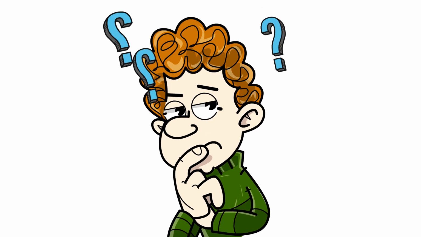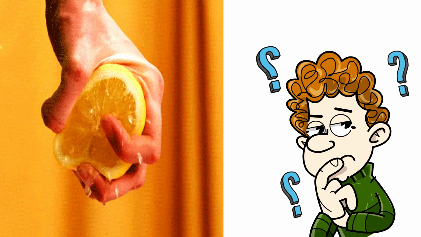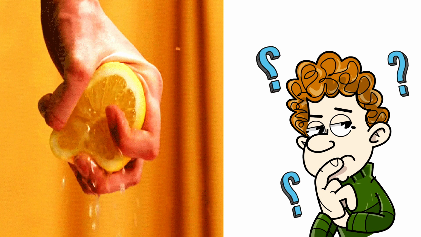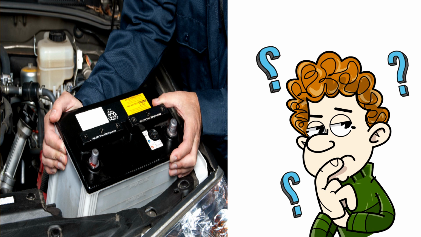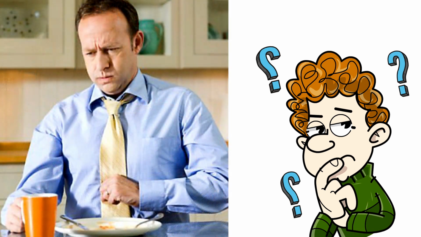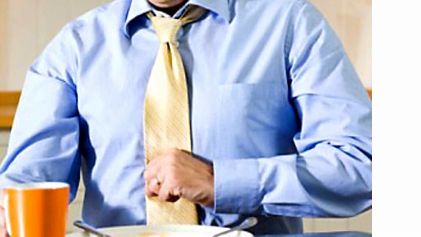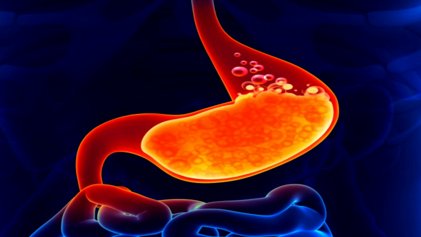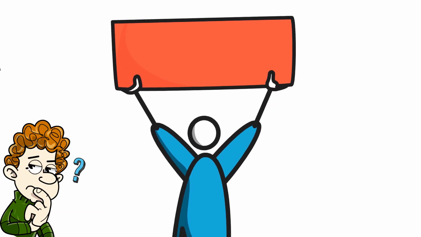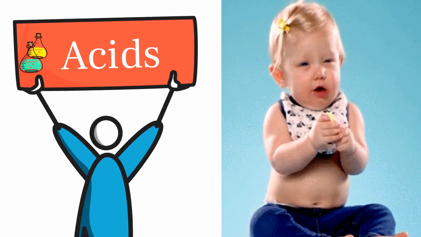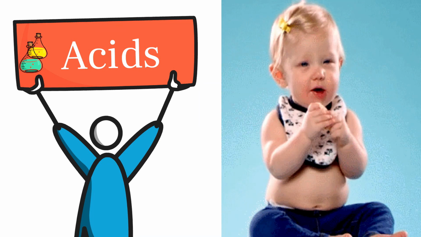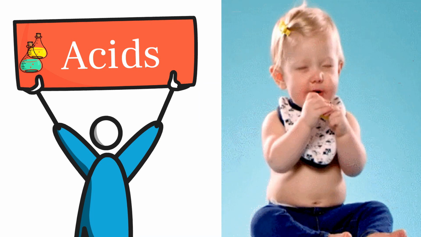Have you ever wondered what substance gives lemon its acidic taste? Or about the liquid in the car battery? Or have you ever felt heartburn in your stomach? So, what was the reason for this acidity that you felt? These substances are called acids, which are characterized by their sour and tart taste. Perhaps that's the source of the name.